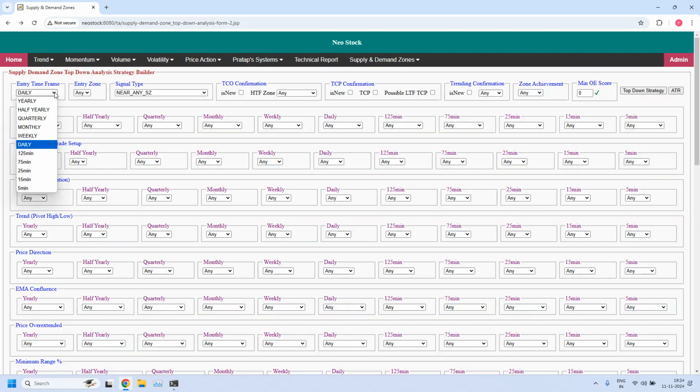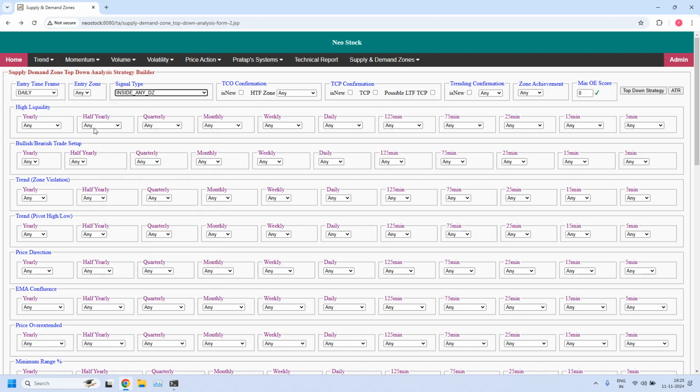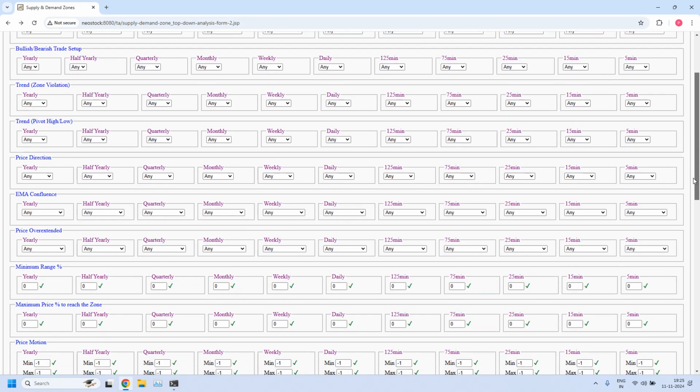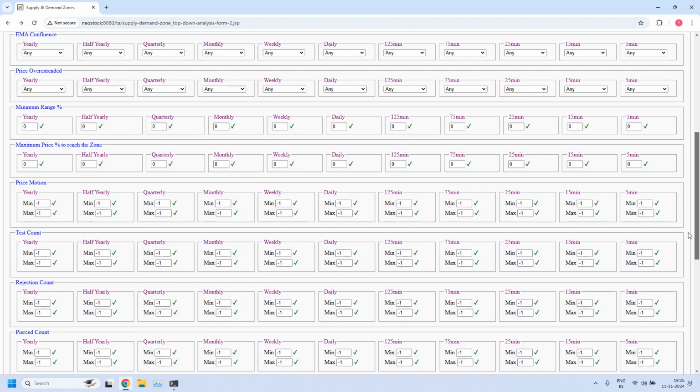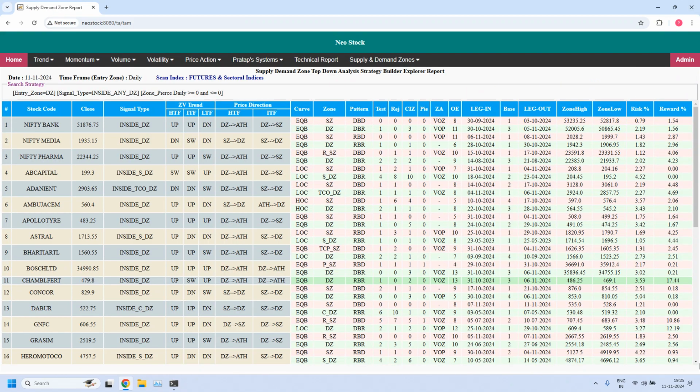Next, for daily time frame, let's find the stocks where price closed inside daily demand zones. Should be daily demand zone, should not be pierced. So in the pierced count, daily time frame, I am setting minimum value 0, maximum value 0. That means daily demand zone should not be pierced. These are the first 16 stocks. I am scrolling the list down.